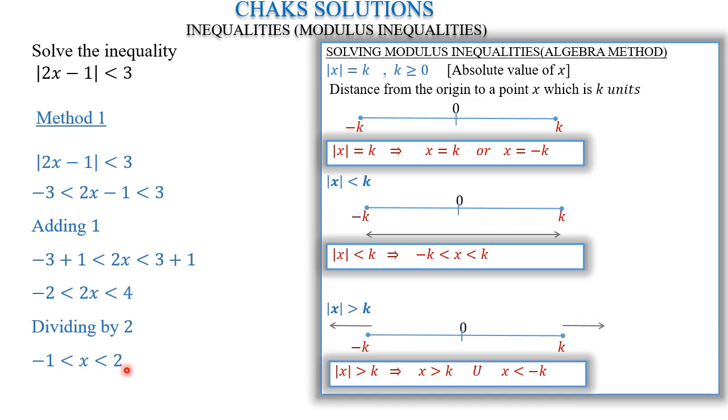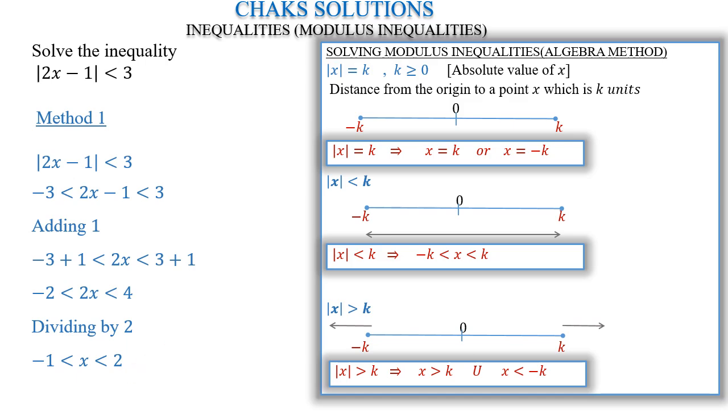Less than 2 here. Alright, so that will be our solution here. Another way that you can do, you can take your inequality from minus 3 less than 2x minus 1. Then you stop there, you solve separately. Then you also take the other part, which is 2x minus 1 less than 3, also solve separately. Then you combine the answer to have minus 1 less than x less than 2 here.